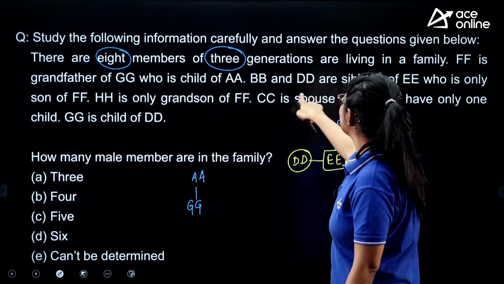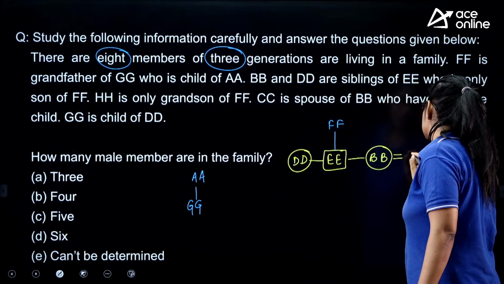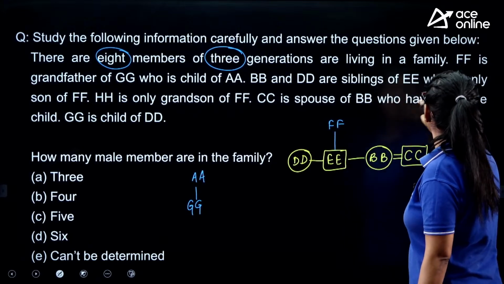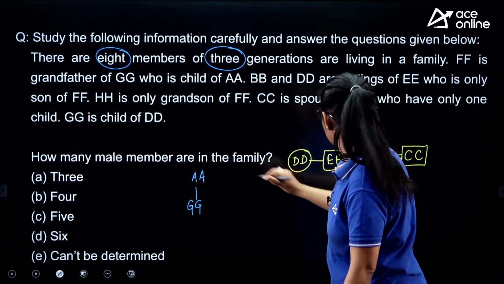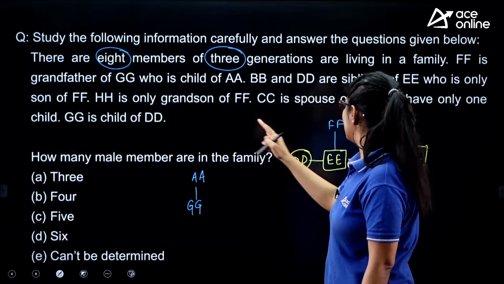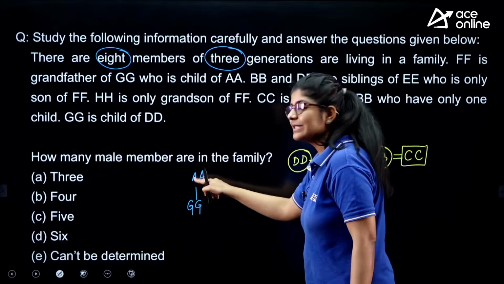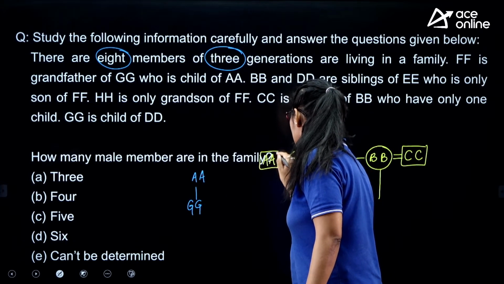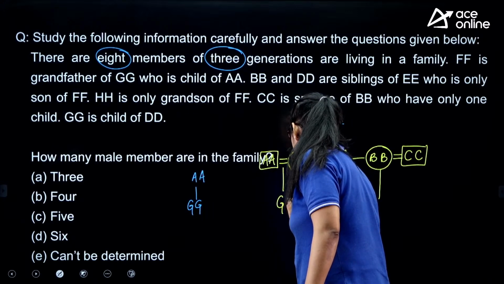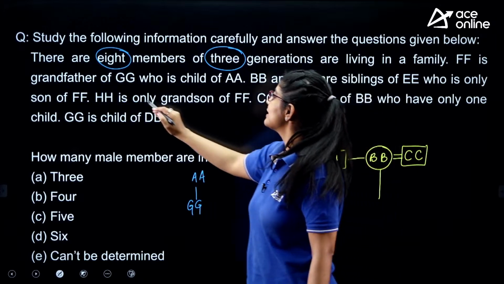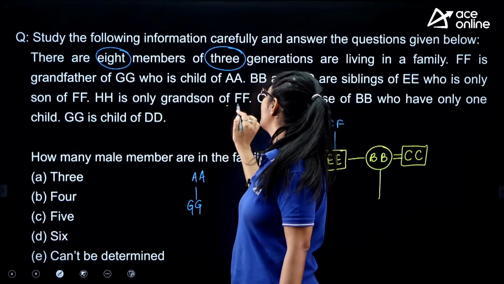CC is a spouse of BB, who have only one child. So we can create it like this. GG is a child of DD. That means AA is related to this one, AA, and here we have GG. Right? HH is the only grandson of FF.